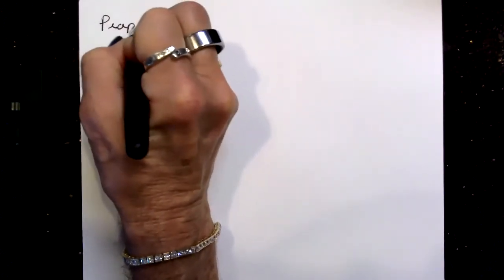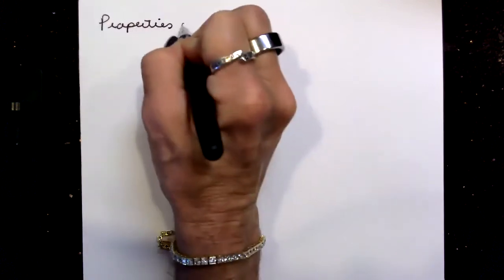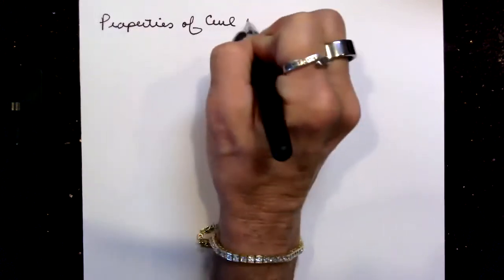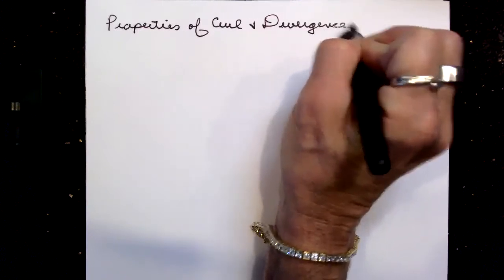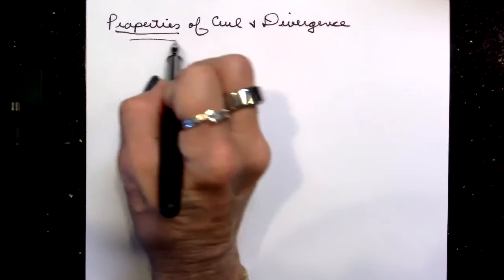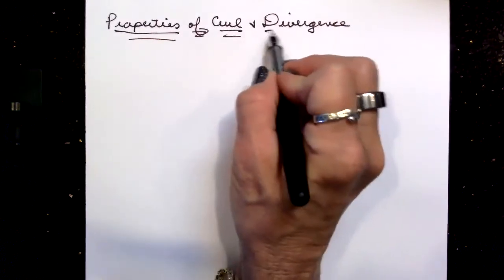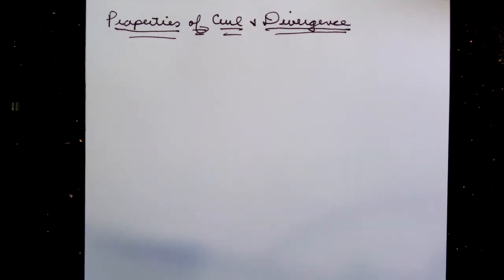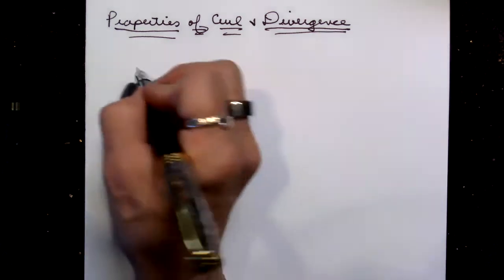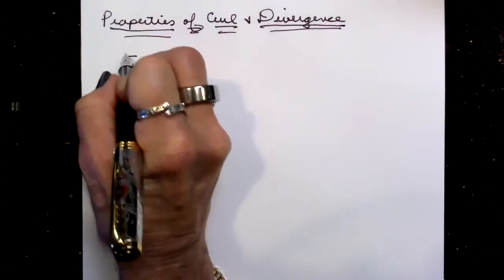Welcome everybody to our lecture today, which is going to be on properties of curl and divergence. Now, there are many properties of curl and divergence that can be shown, but we're only going to mention a few of the ones that we're going to need later on in our Calculus 3 course. So in order to do this, let's set up our notation.